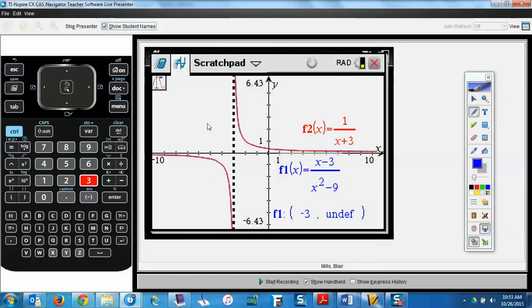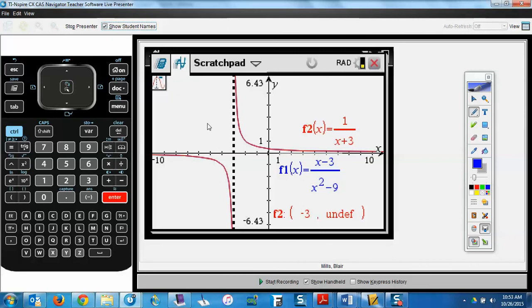Okay? Now, notice we're on the blue graph right now. Now hit the up arrow, Blair, or the down arrow. And now notice how we just switched to the red graph? Type in a negative 3 now. And again, undefined, right?